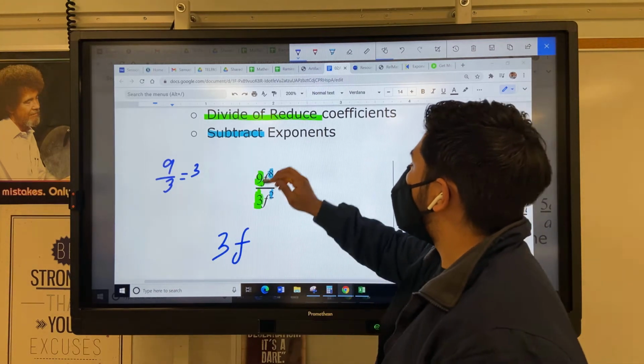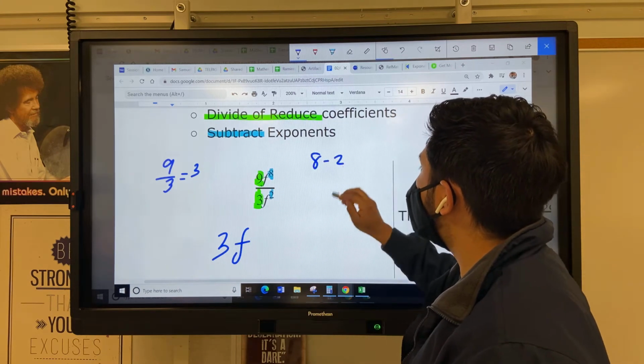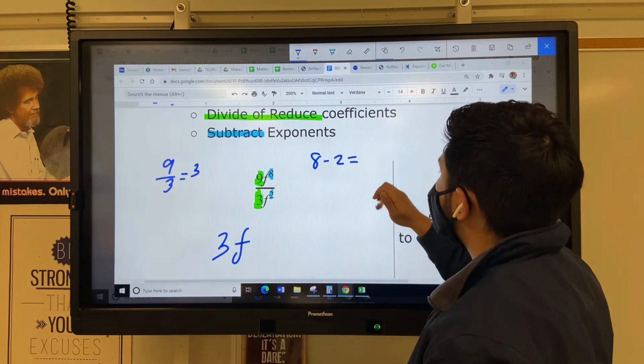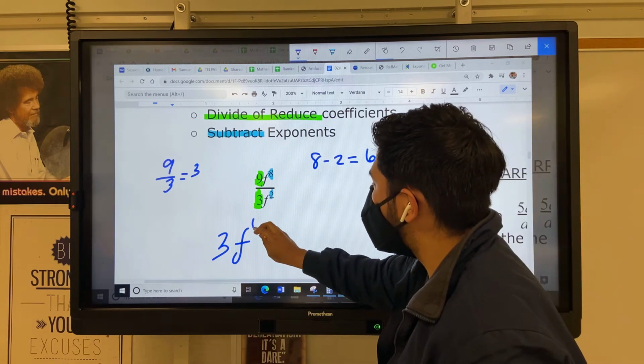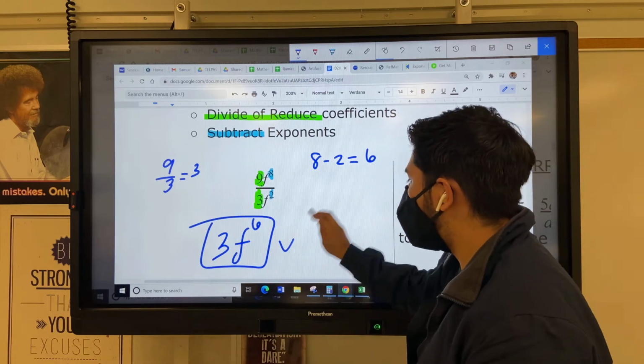What do I do with the exponents? We're subtracting, so 8 minus 2 equals 8 fingers take away 2. That gives me 6. Exponent 6. Boom. Check mark.